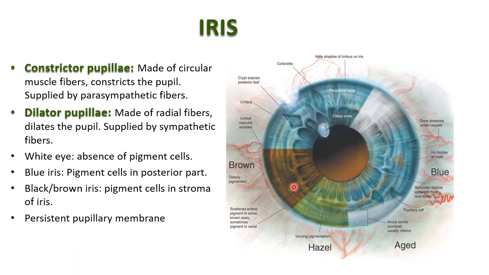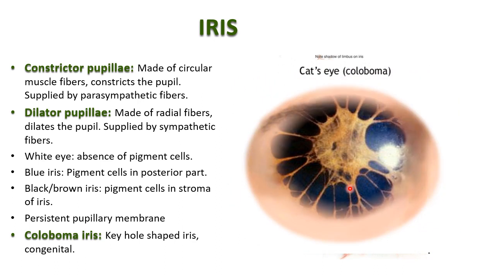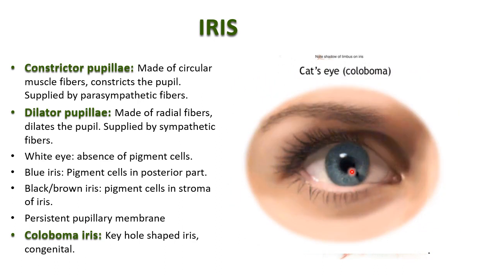Now sometimes you are able to see a persistent pupillary membrane. From the iris you are able to see the pupillary membrane, which actually has to rupture. If it is present persistently, then it is called a persistent pupillary membrane. And coloboma iris is another congenital defect. From the pupil, you are able to see an extension like a cat's eye. This is actually the choroid fissure which has not fused, and that is another congenital deformity which you come across. The pupil actually appears black.